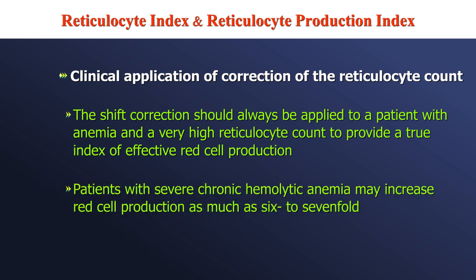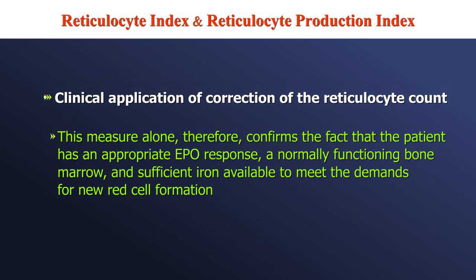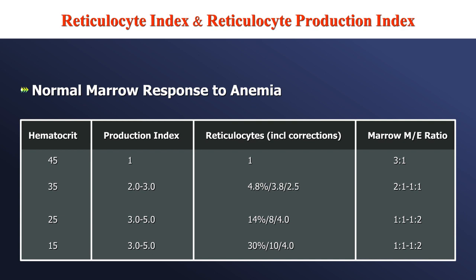Patients with severe chronic hemolytic anemia may increase red cell production as much as 6 to 7 fold. This measure alone therefore confirms that the patient has an appropriate erythropoietin response, a normally functioning bone marrow, and sufficient iron available to meet the demands for new red cell formation. So this table demonstrates the normal marrow response to anemia. If the reticulocyte production index is less than 2 in the face of established anemia, a defect in erythroid marrow production or maturation must be present.